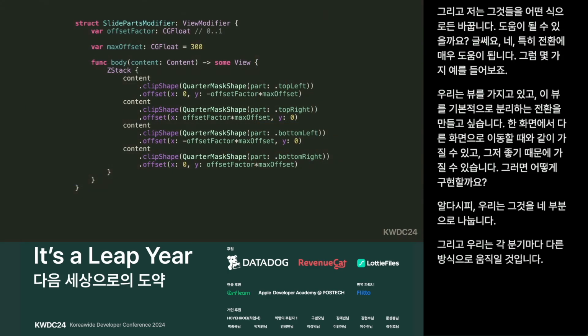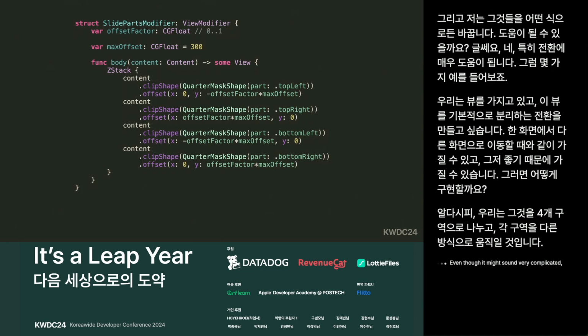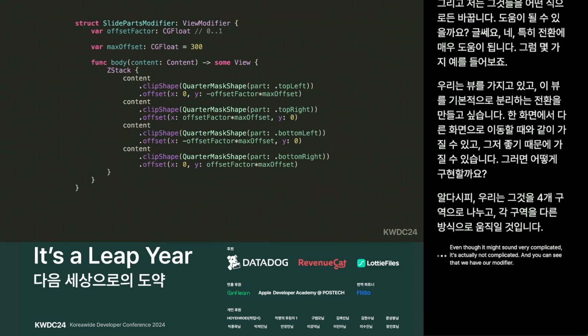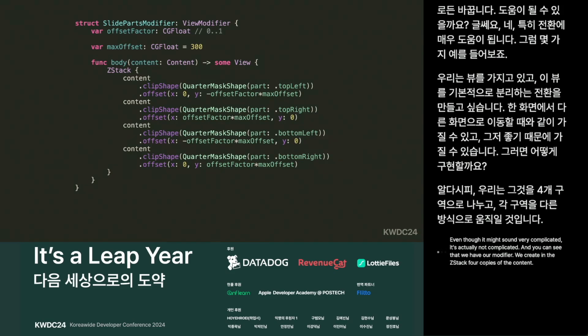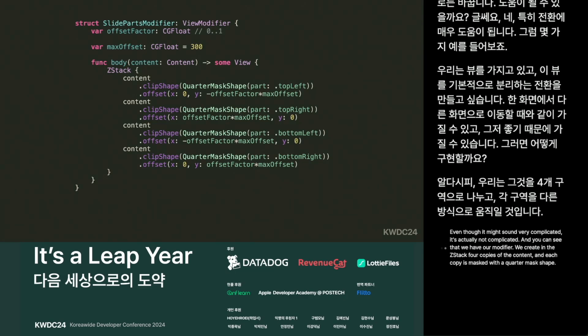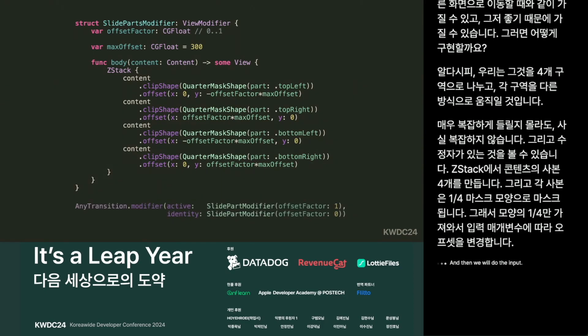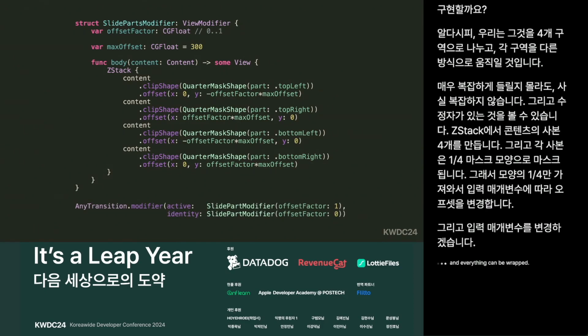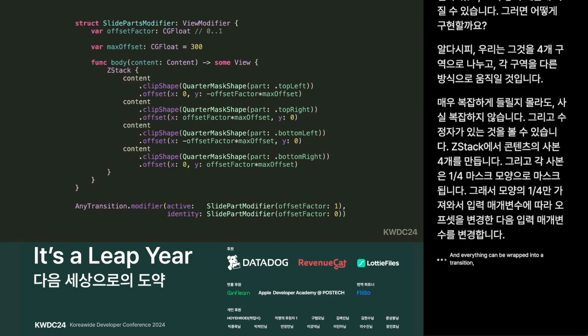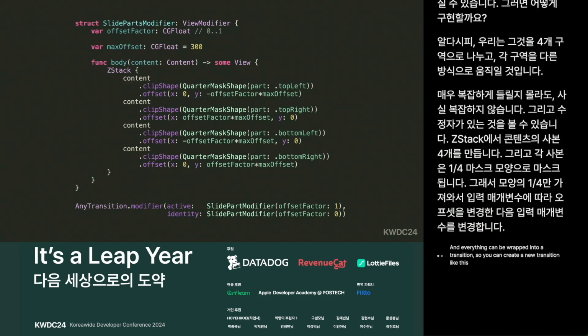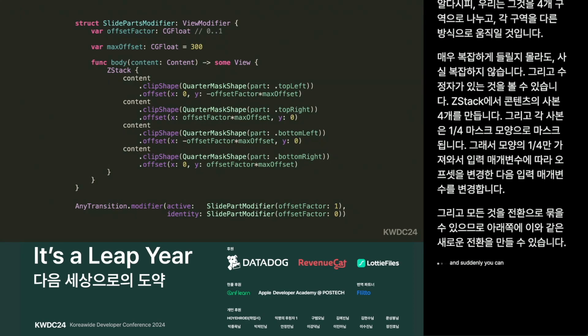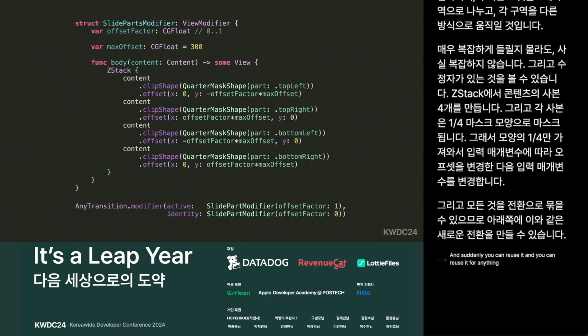Even though it might sound very complicated, it's actually not complicated. And you can see that we have our modifier. We create in the ZStack 4 copies of the content, and each copy is masked with a quarter mask shape. So we are taking only 1 quarter of the shape and changing its offset according to the input parameter. And everything can be wrapped into a transition, so you can create a new transition like this on the bottom, and suddenly you can reuse it for any transition within your apps.